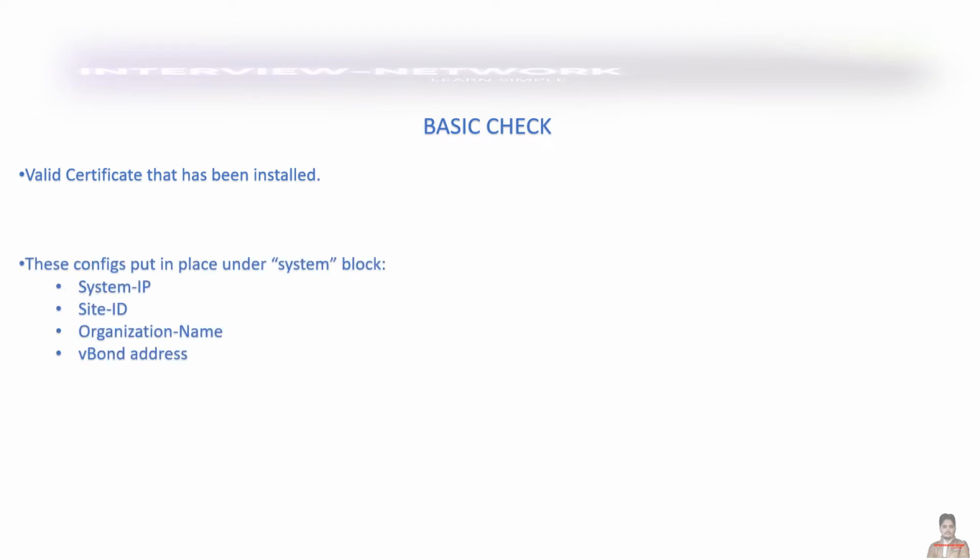Before we proceed with what kind of issues we face in SD-WAN and how to troubleshoot them, it is very important to understand the basic checks that you should cover before you proceed to resolve the issue. The basic checks are: number one, cross verify whether a valid certificate has been installed or not. Number two, check on the system configuration whether the system IP, site ID, organization name, and the vBond address are correctly configured or not.